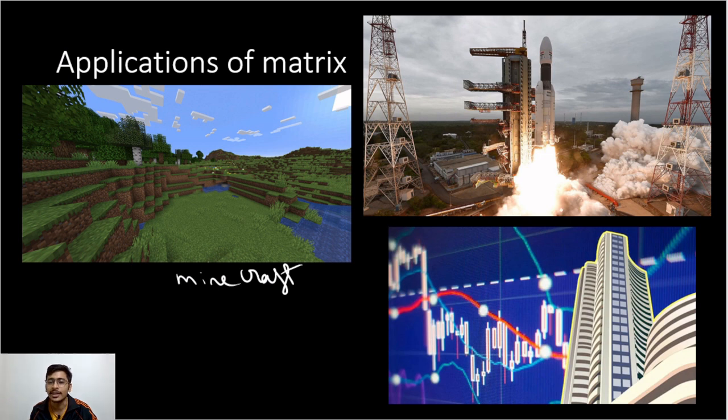Similarly, to understand where and how exactly we are going to launch the rocket, we also use lots and lots of complex mathematics, and matrices are basically a tool that helps us to understand how these rockets are launched. Also in stock market, if you want to study the details of a stock and maybe calculate its variance, its average and other things, then also you can use matrices. It's usually used in the form of programming.